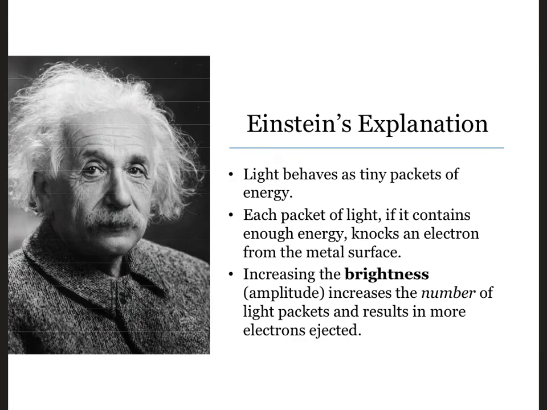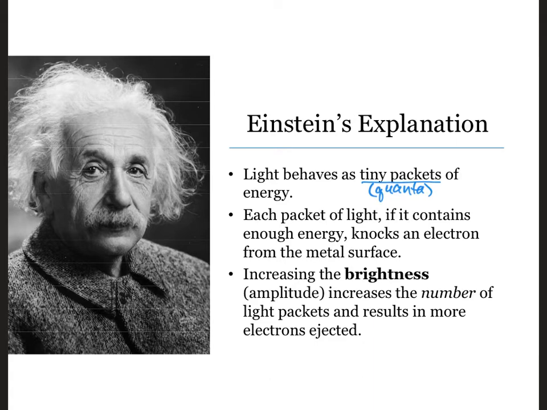Einstein proposed that light behaves as tiny individual packets, or quanta, of energy. If this packet of light has enough energy to achieve the minimum threshold, it will knock electrons out of the metal. If you increase the brightness of the light, Einstein suggested that you are increasing the number of light packets, which increases the number of electrons ejected.